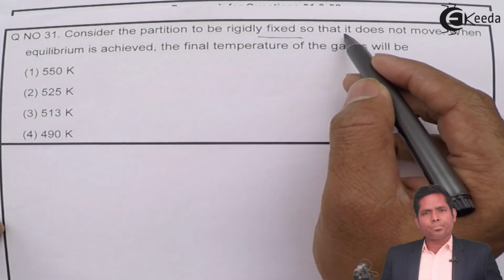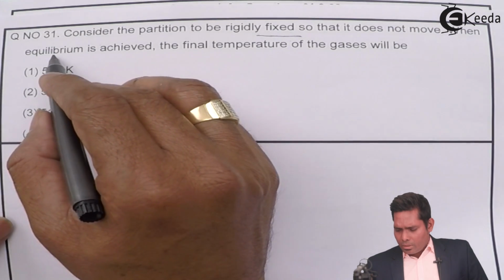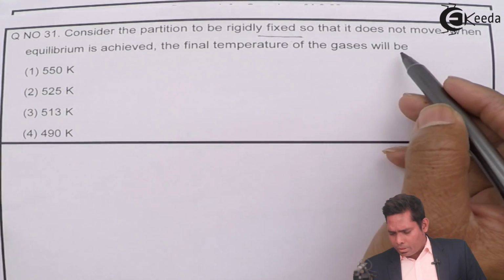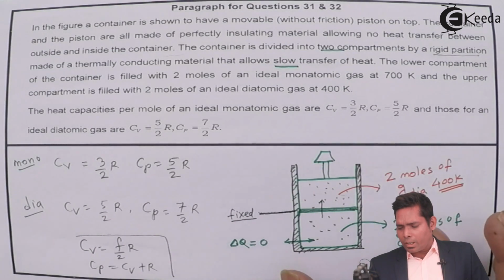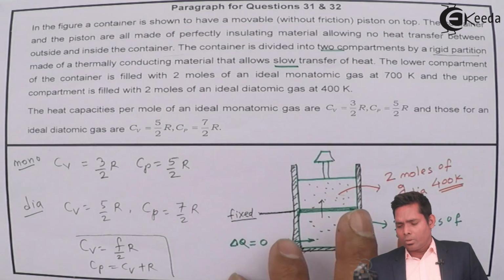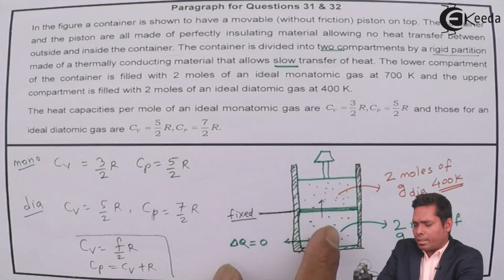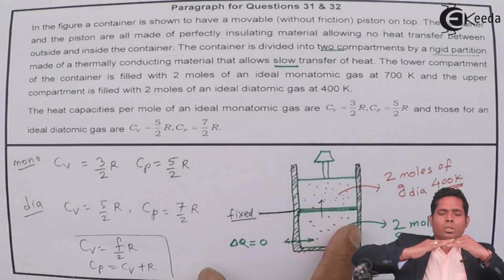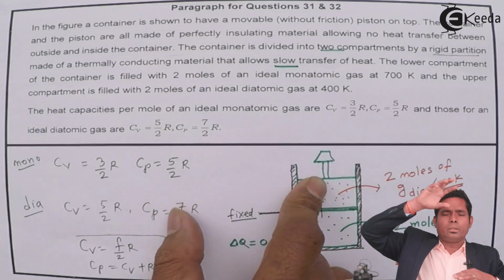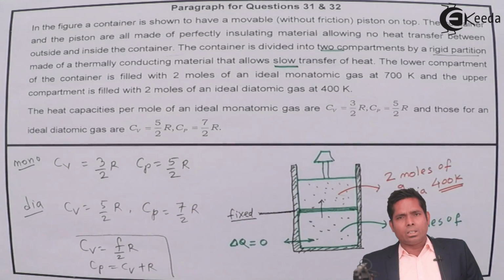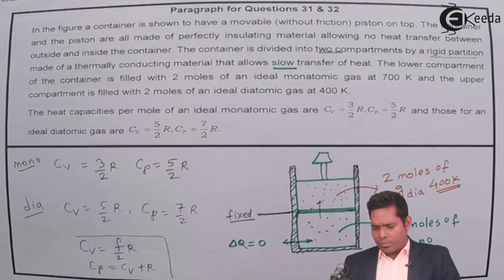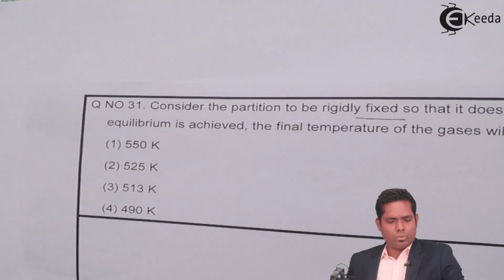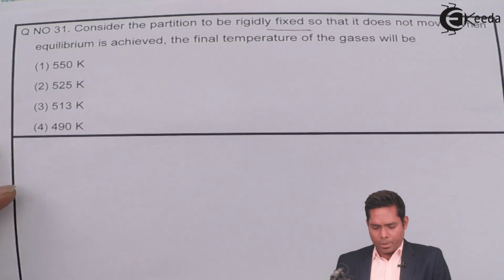Now the situation is what? Because it's fixed, there will be transfer of heat from here to here, so there will be loss of heat here and gain of heat here. Because this is at a higher temperature, heat will flow from the lower compartment to the higher compartment, so there is a loss of heat in the lower compartment and gain of heat in the higher compartment.